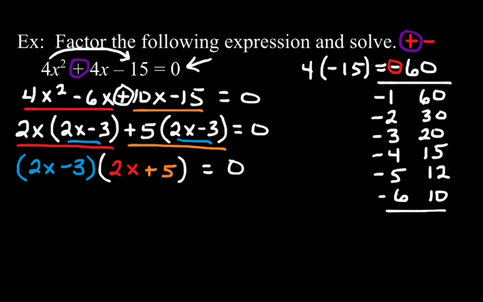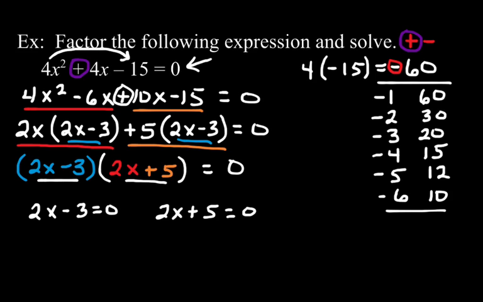So what we do at this point is we're going to take each of these factors and set them equal to 0. Now here's why we do that. This is going back to something you learned way back when. Anytime you multiply by 0, the answer is 0. So the idea is if 2x minus 3 equals 0, that 0 times 2x plus 5 will equal 0. Or if 2x plus 5 equals 0, when you multiply that times 2x minus 3, the answer will be 0. So these are the two ways that we're going to be able to make this equation true.